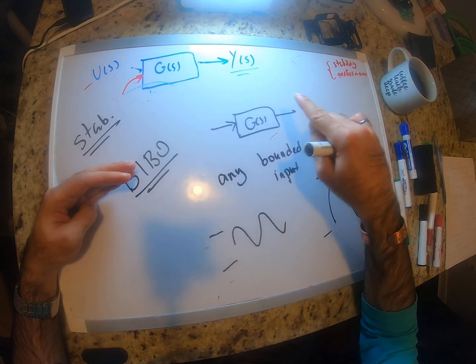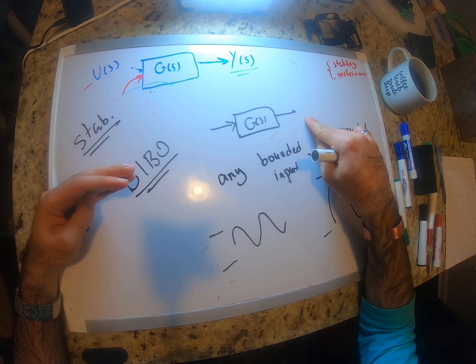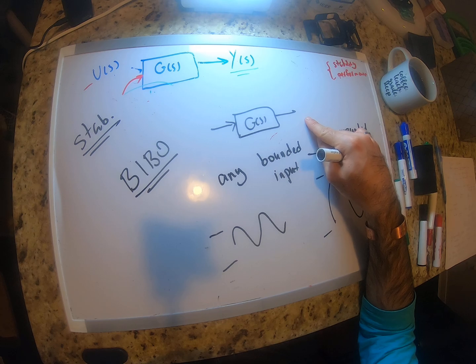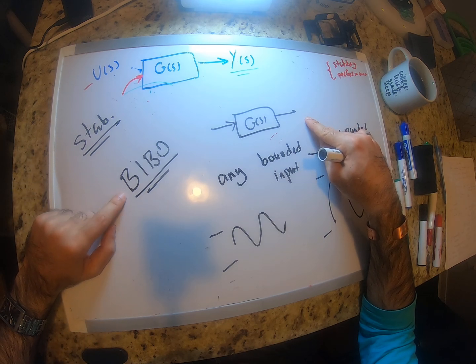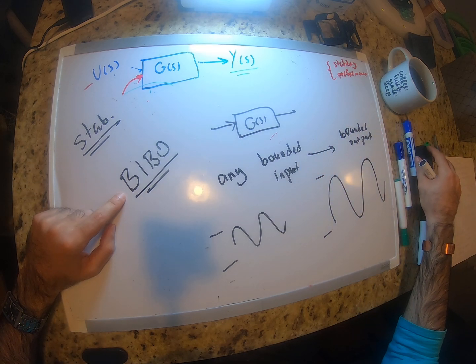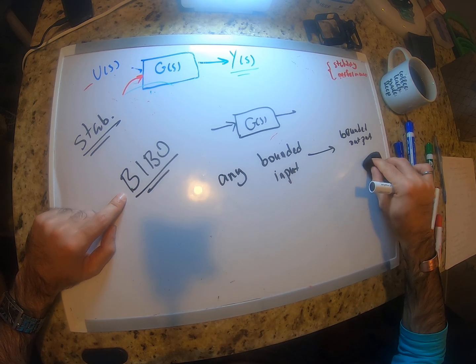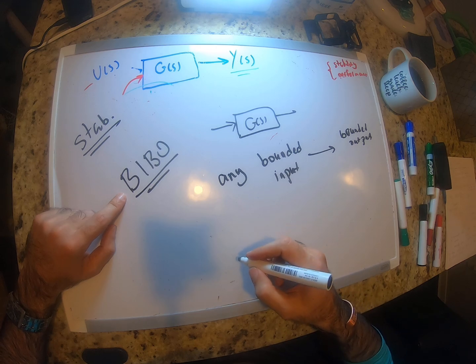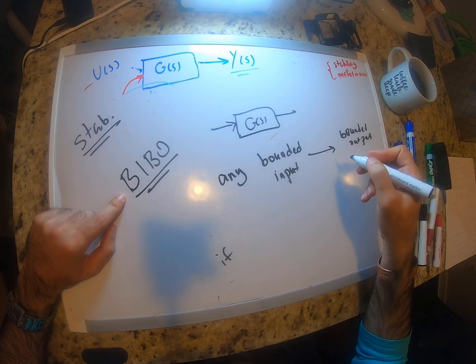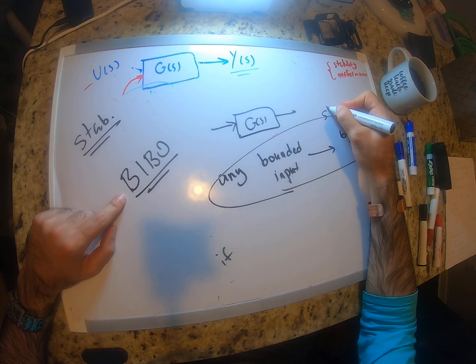For any bounded input, we would have a bounded output. This system is called stable according to BIBO stability. If you have any bounded input and the output is bounded, then this system is stable.